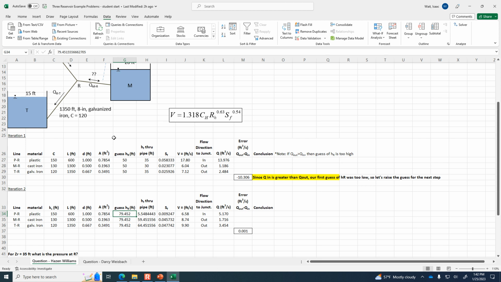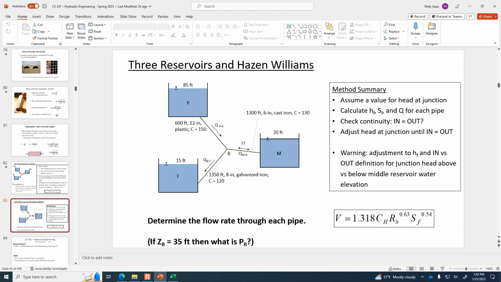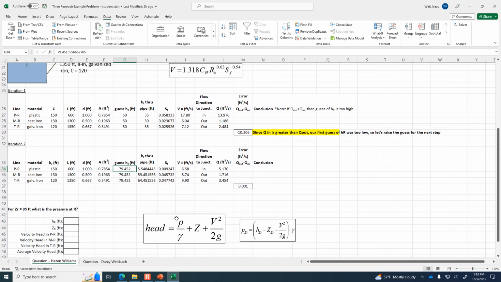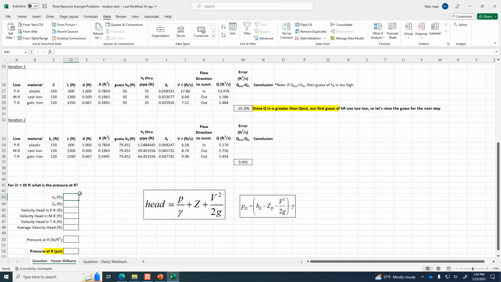All right, now what if we wanted to know the pressure at R? That is part of this example. Now that we found the flow rates, what is the pressure at location R if we know the elevation is 35 feet? Okay, so down here, we know that the head at R, we've just calculated, is 79.45. The elevation at location R is 35 feet. Now velocity head.